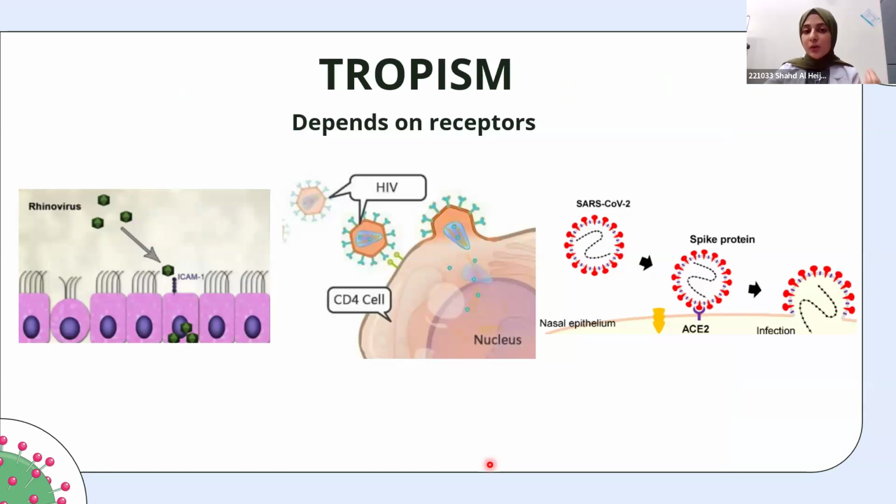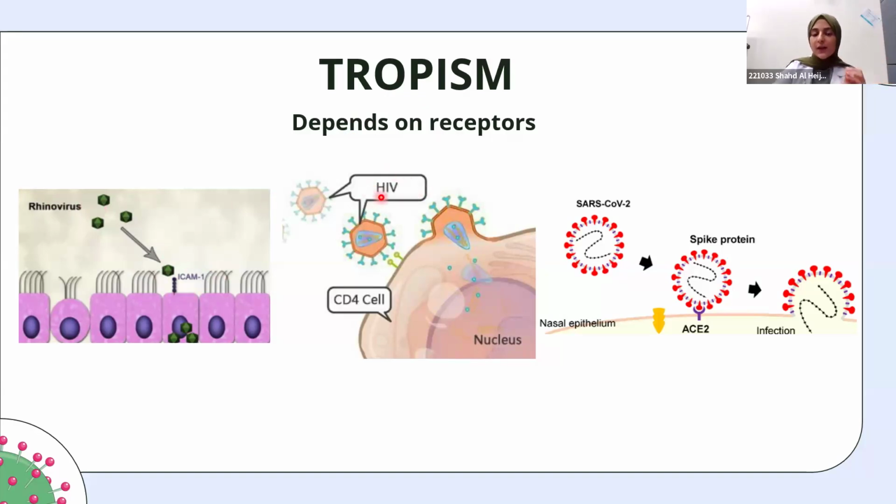Now, we have something called tropism. Tropism is basically the preference of the virus for a specific type of cell. This depends on the receptors on the cell. So, for example, let's take rhinoviruses. Rhinoviruses have tropism for the nasal epithelium, and this is due to the ICAM receptors. So we said tropism depends on the receptors. They have preference for the nasal epithelium due to the presence of ICAM receptors for rhinoviruses.